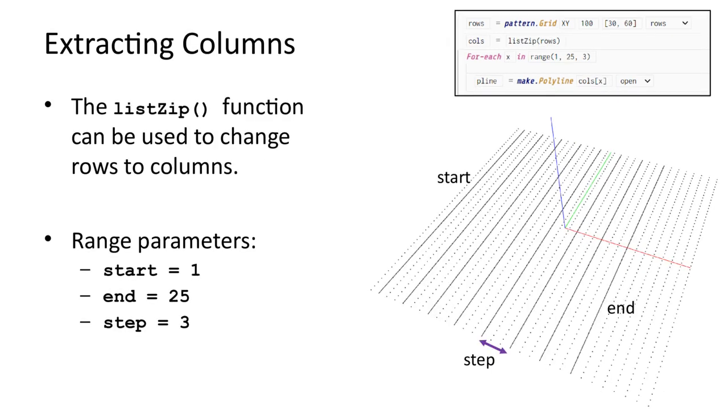Rows can also be converted to columns using the list_zip function. The range function can then be used again, this time to select certain columns. Note that in this example, the same could have been achieved by selecting columns as the grid generation method. But in other cases, you may be getting your grid from some other source. In such a case, the list_zip can be used to change either from rows to columns, or from columns to rows.